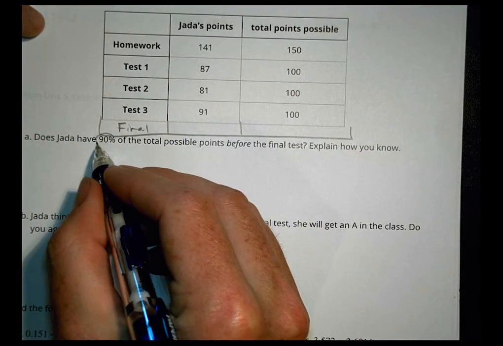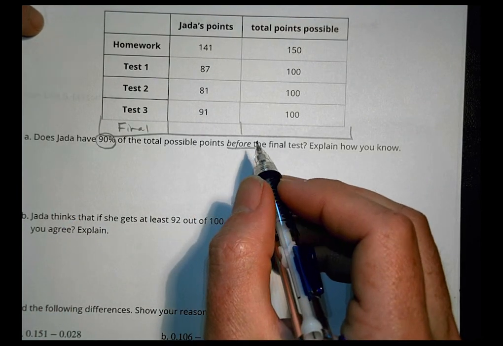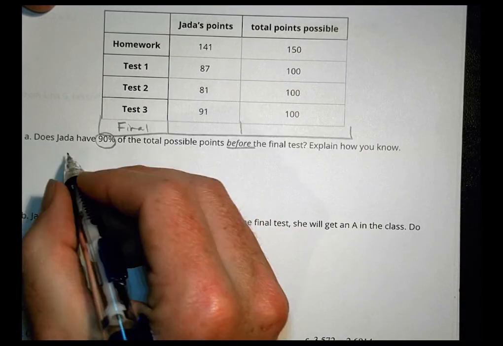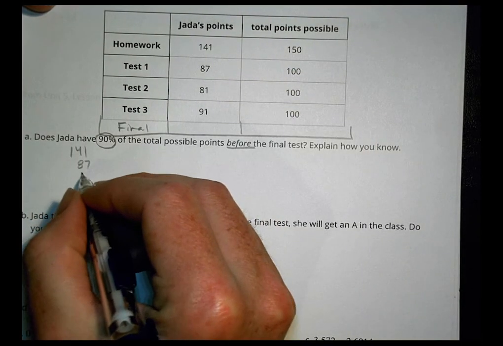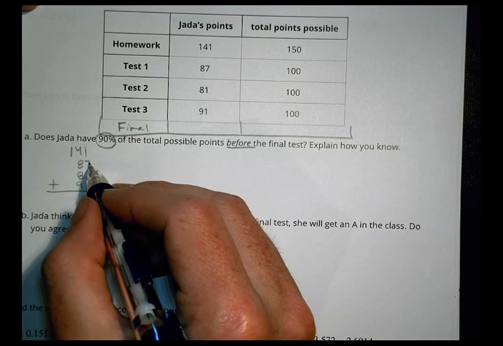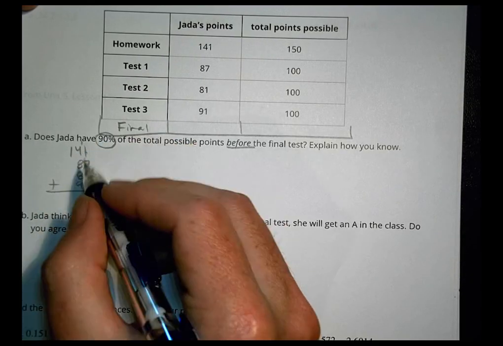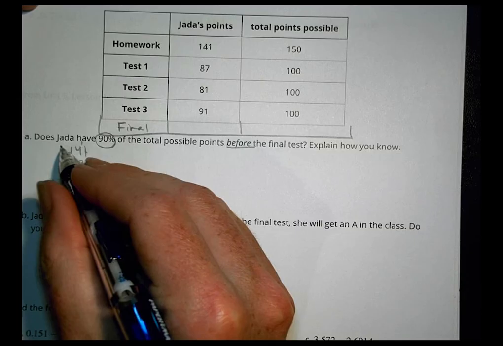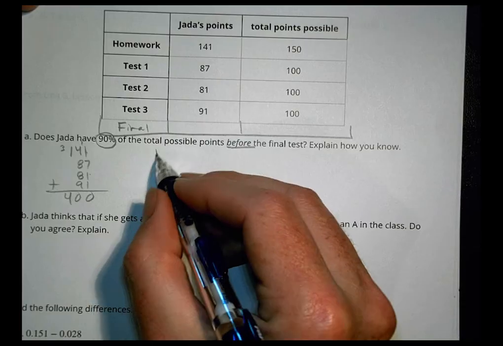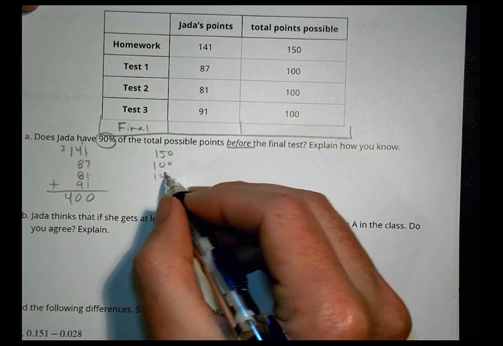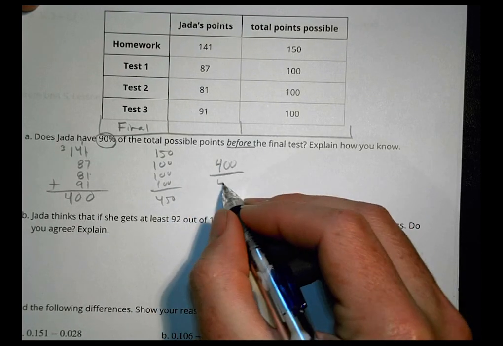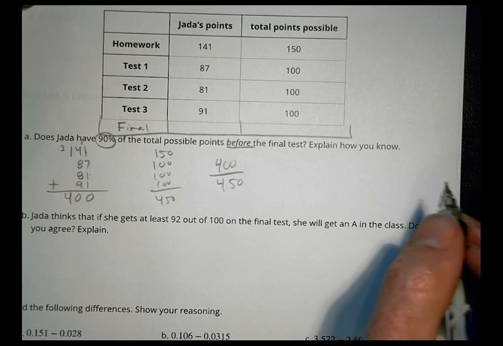So does she have 90% possible before the final? To figure that out, we want to add these up and then see what the possible is going to be. So we have 141, 87, 81, and 91. When we add these up, we see that she has 7, 8, 9, 10, carry the 1. We have 16, 26, 30, carry the 3, and we have 400. So she has right now 400 points out of how many are possible? 150, 100, 100, 100 out of 450. So far she has 400 points out of 450 points possible.